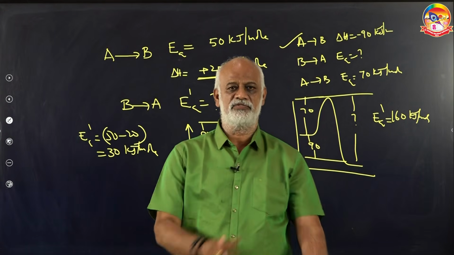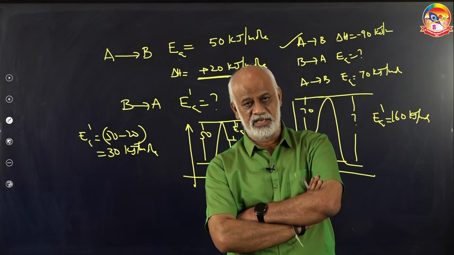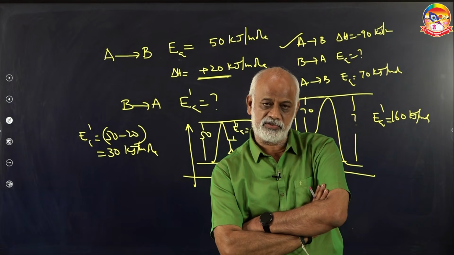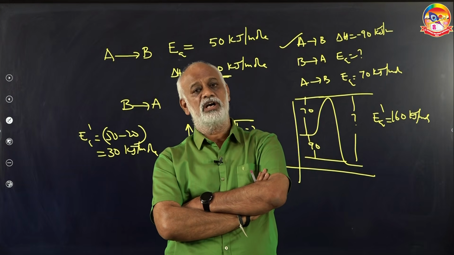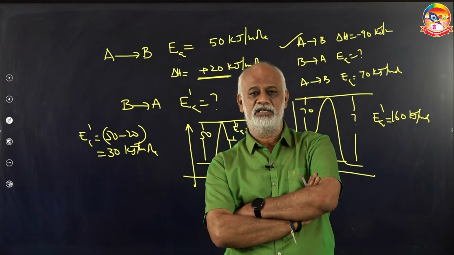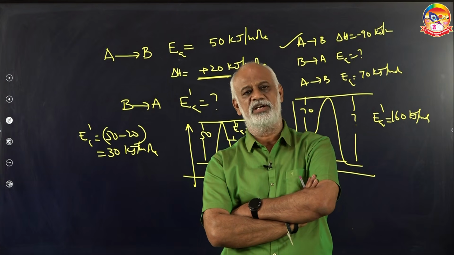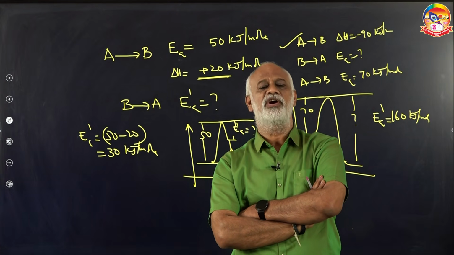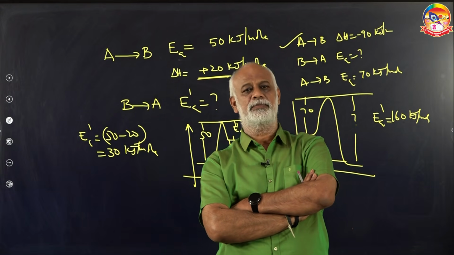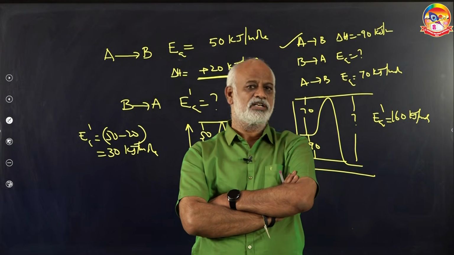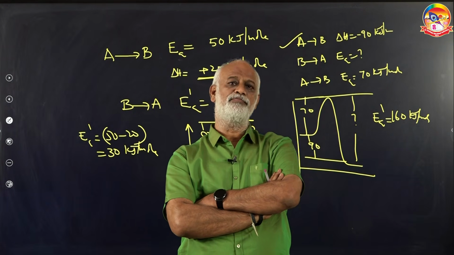Now tell me, what is the final conclusion? Whether exothermic or endothermic, let us always know one thing. The additional amount of energy that must be gained by the reactant to attain threshold energy is called activation energy of the forward reaction. The additional amount of energy that must be gained by the products to attain threshold energy is called the activation energy of backward reaction.